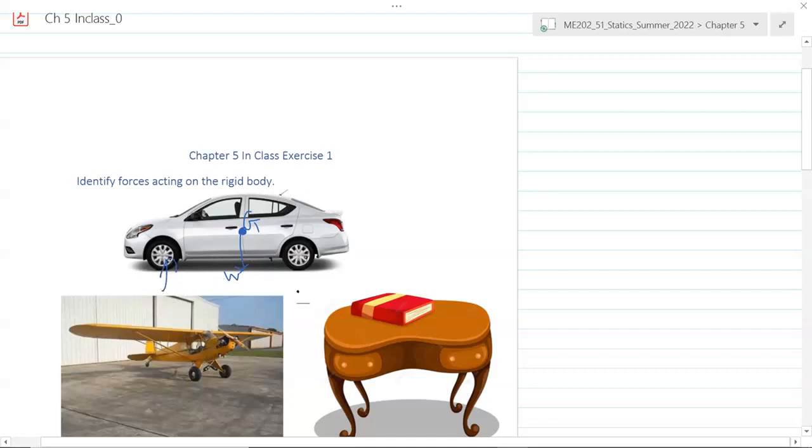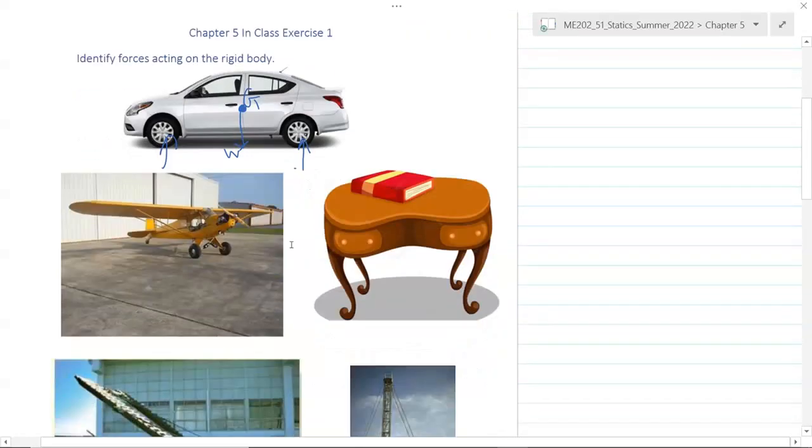So then the support reactions are coming from the tires. There are 4 tires and each tire has a supporting force acting from the ground onto the tire. So these are support reactions.